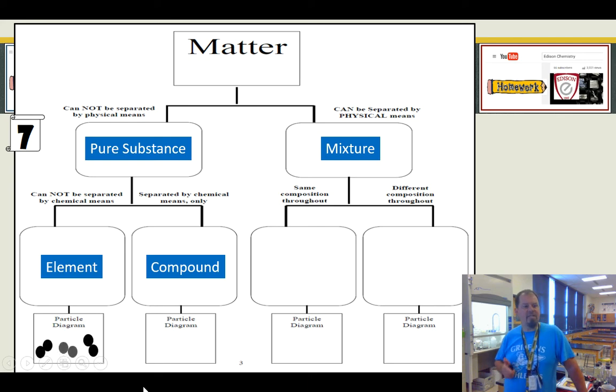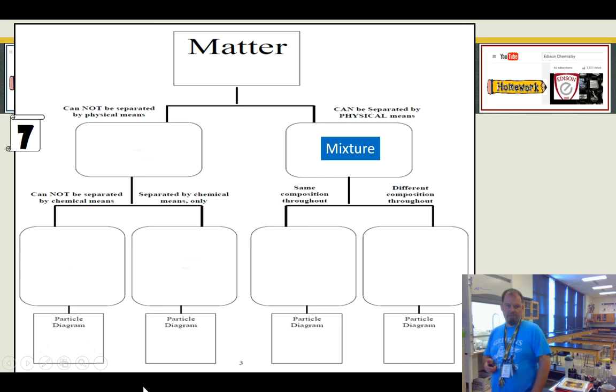And I decided to draw a diatomic element here just to reinforce that this is what we call an element, because they're all the same thing. When it's all the same thing, it is not a compound. Each sphere is the same. A compound would have to have different spheres hooked up. So there's a particle diagram of a compound. So we just did the pure substance side. Let's go over and do the mixture side.